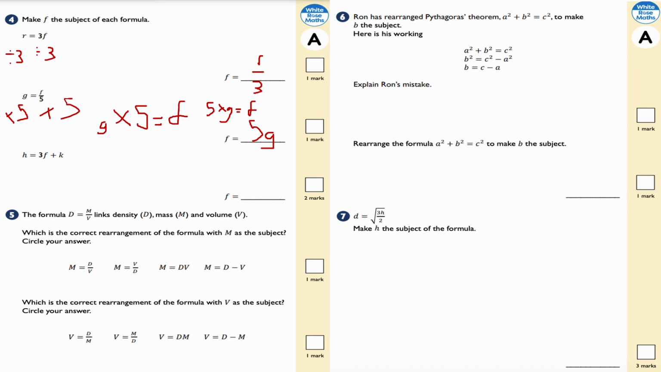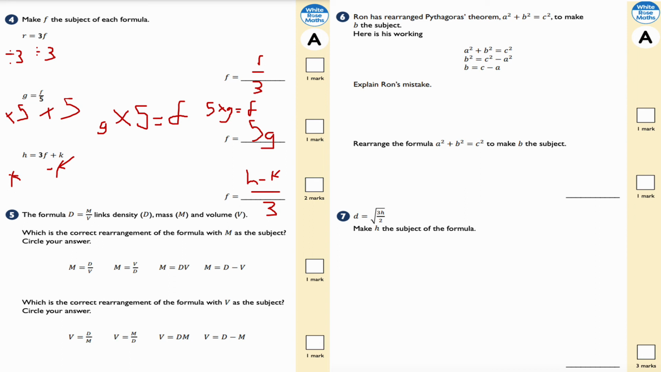H equals 3F plus K. Minus K on both sides and then divide by 3. So the answer is H minus K, or H subtract K, all divided by 3. Again, examiners will allow it if you put H over 3 minus K over 3, or 1/3 H minus 1/3 K. They all mean the same thing.